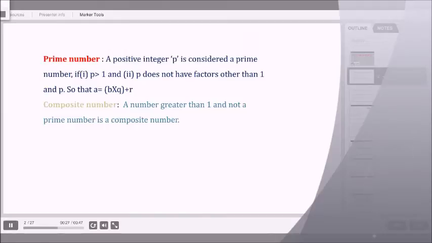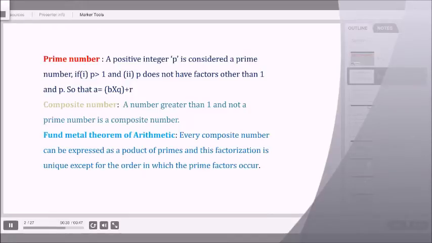Next, composite number. A number greater than 1 and not a prime number is a composite number. Fundamental theorem of arithmetic: every composite number can be expressed as a product of primes, and this factorization is unique except for the order in which the prime factors occur.